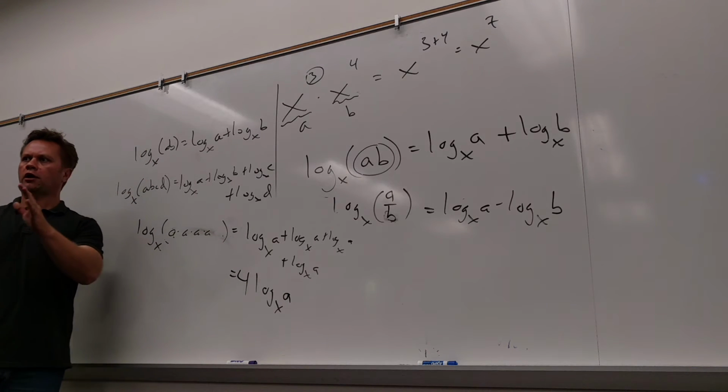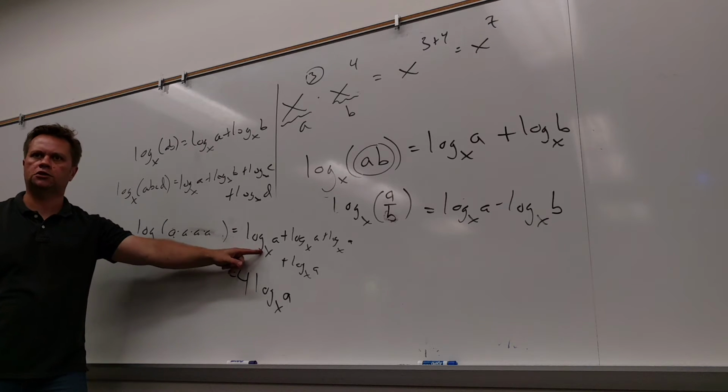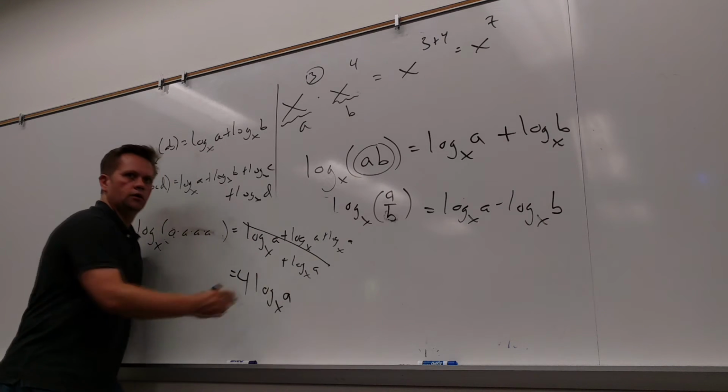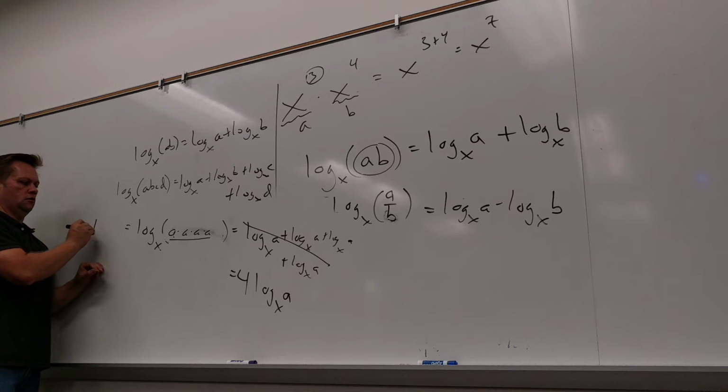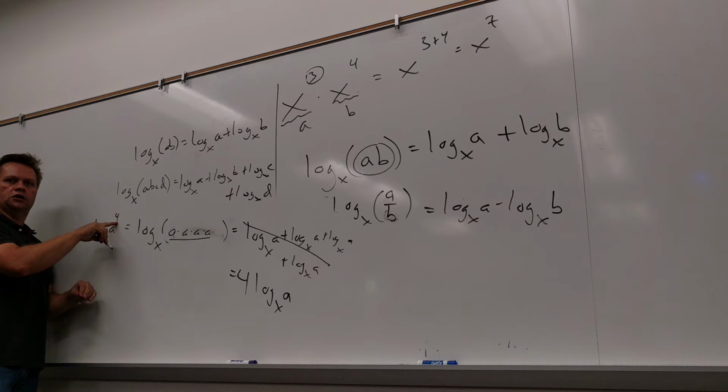All right, now watch. There's a shortcut in here. What's a better way to write a times a times a times a? Log base x of a to the 4th. Look what happened to the power.